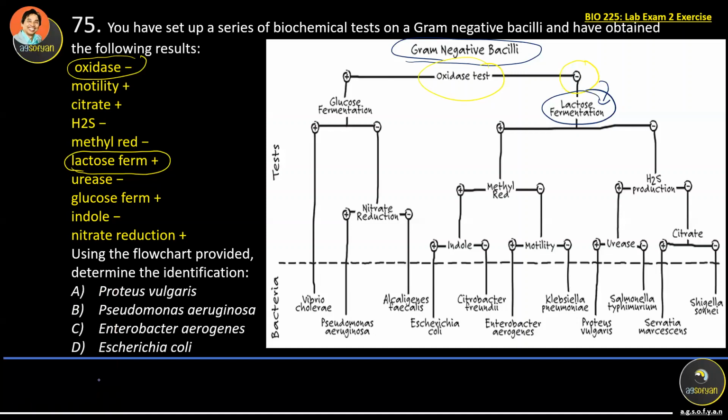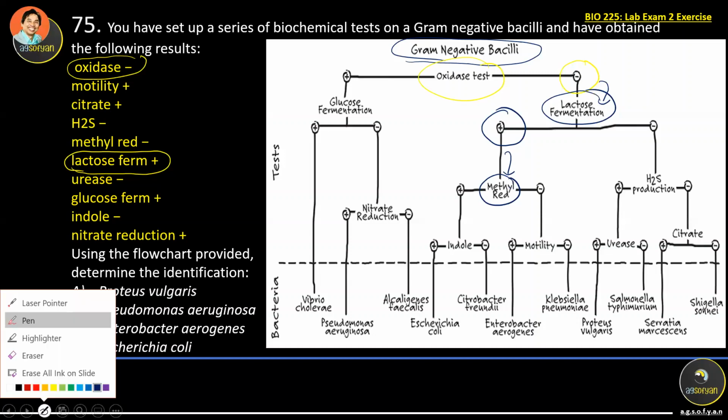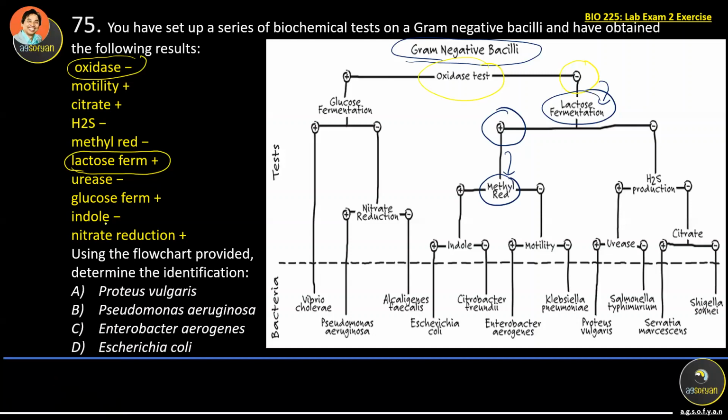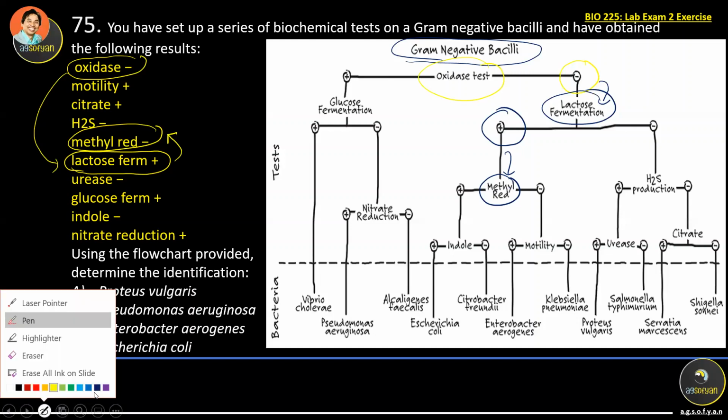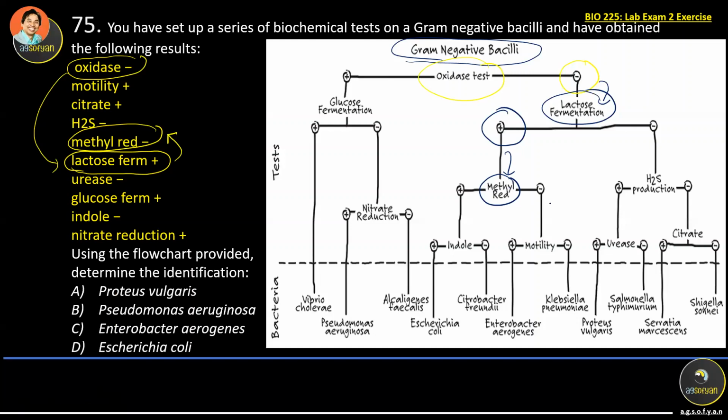Okay, positive here. So this is positive. And then what you have to do after that is methyl red. Look for the methyl red. What does it say about the methyl red? Oh, methyl red is negative. So you go here and then here. Right? So methyl red is negative. Go back to the dichotomous key and it's a negative.